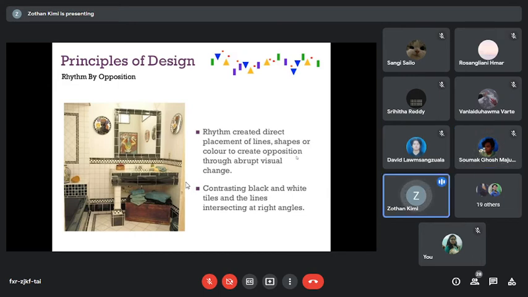Okay. So when we say opposition, we mean that things are opposite, right? So usually we think that the opposite of white is black, right? And when we make use of that and create a pattern, then we call it a rhythm by opposition. For example, just imagine a park, with green grass, and then stone, and then green grass, and then stone. That is also a rhythm by opposition.